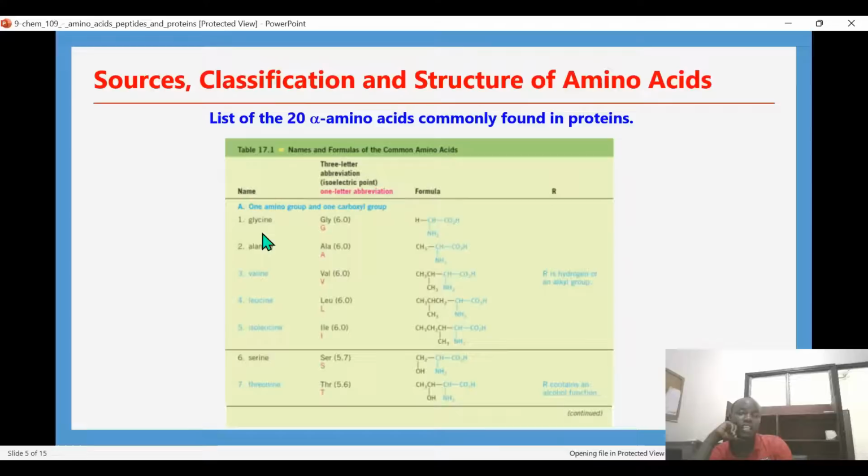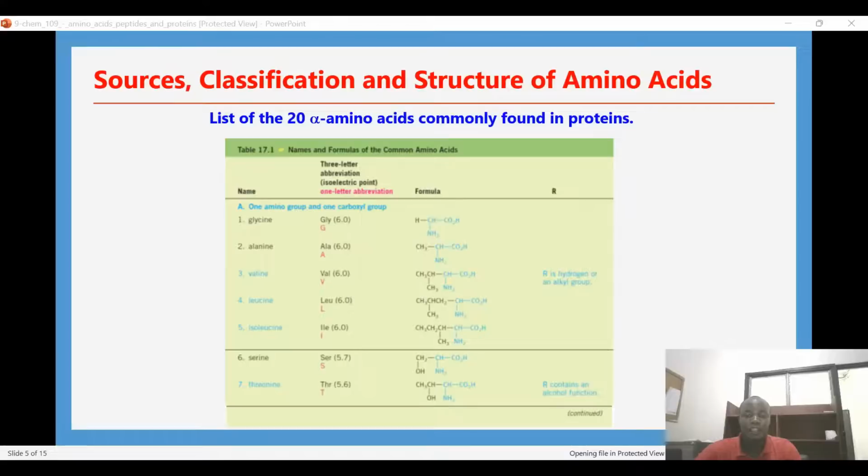For example, glycine has 3 letters: GLY. And of course, the single letter is represented with capital G. And then alanine is ALA, and the single letter is A. Valine is VAL, and the single letter is V. Leucine is LEU, and the single letter is L.